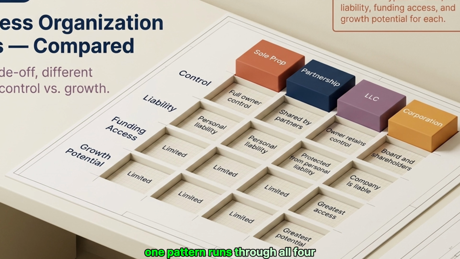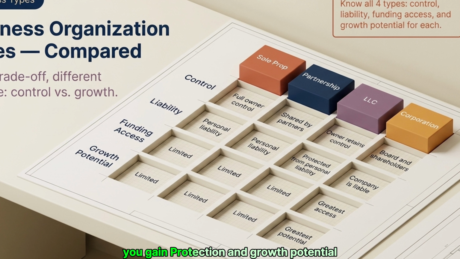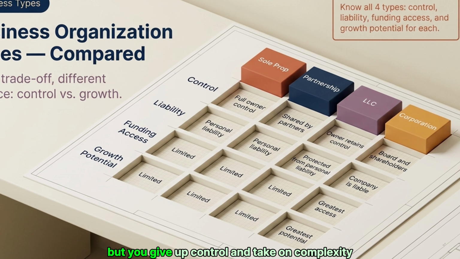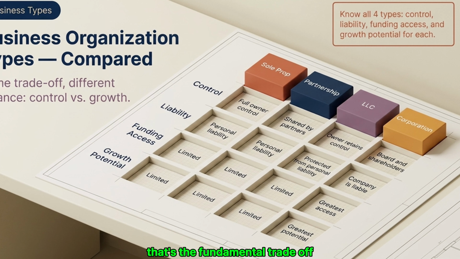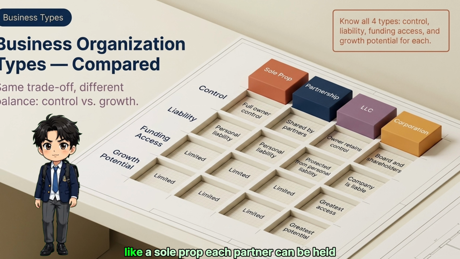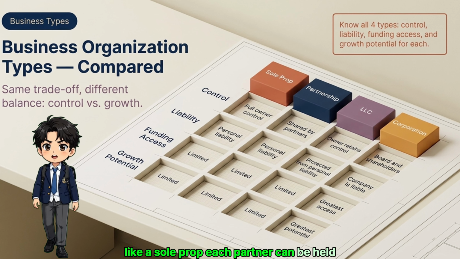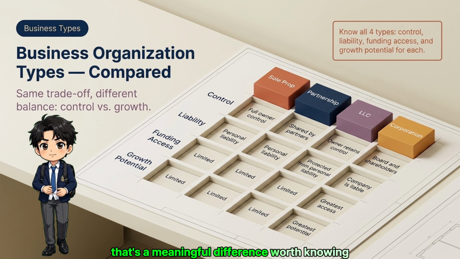One pattern runs through all 4. As you move from sole prop to corporation, you gain protection and growth potential, but you give up control and take on complexity. That's the fundamental trade-off. Quick note on partnership liability. It's not just personal liability like a sole prop. Each partner can be held responsible for the other partner's debts too. That's a meaningful difference worth knowing.